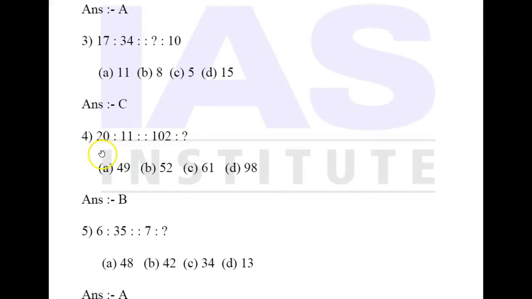Fourth question now. You have 20 is to 11 and 102 is to what? So now if you observe here, 20 divided by 2, answer is 10. And 10 plus 1, answer would be 11. So basically you all have to divide it by 2, then add plus 1. Same thing. 102 divided by 2, the answer would be 51. And 51 plus 1, the answer would be 52. So B option 52 is your correct answer here.